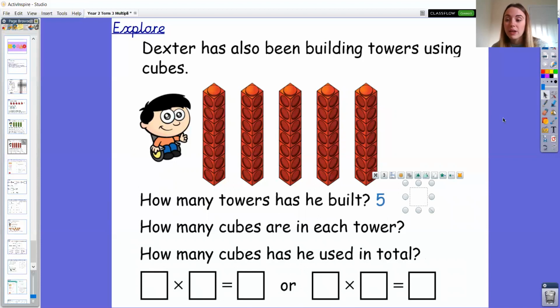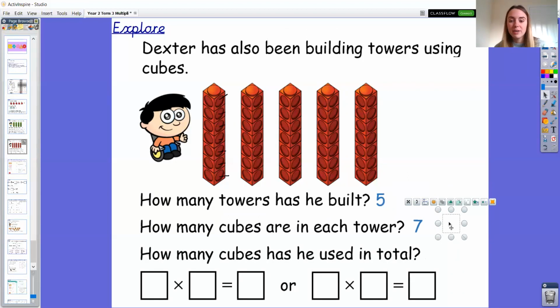Well done. I'm going to get my pen ready to mark as we count how many cubes are in each tower. Count with me. 1, 2, 3, 4, 5, 6, 7. Brilliant. So let's answer the question in a sentence. There are 7 cubes in each tower. Brilliant. So we're thinking about 5 lots of 7.